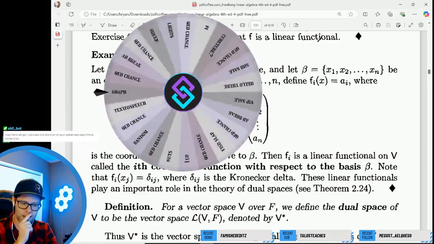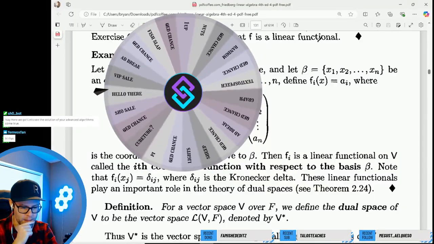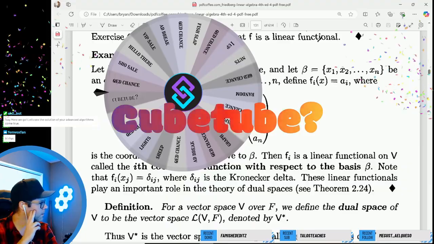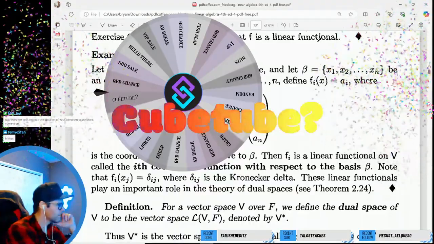So if I had a vector with respect to basis beta, and we define the function f_i, that's what they're trying to do here with this f of x. That makes sense.